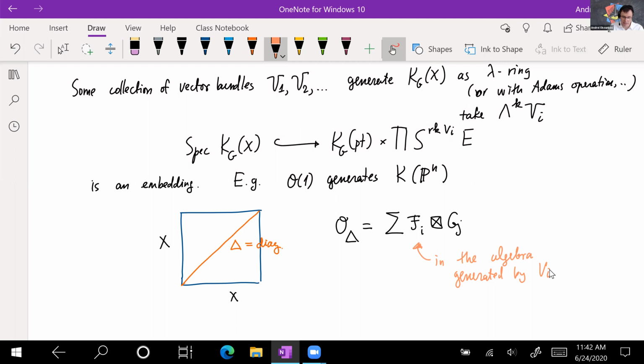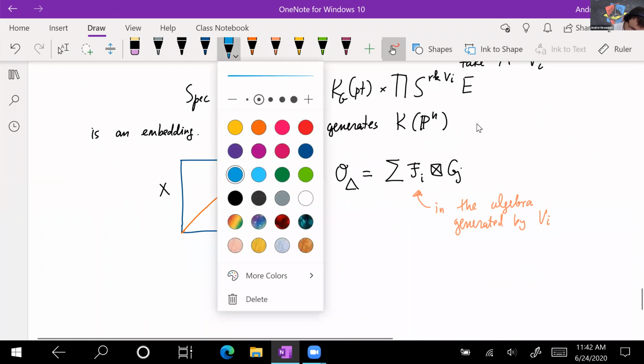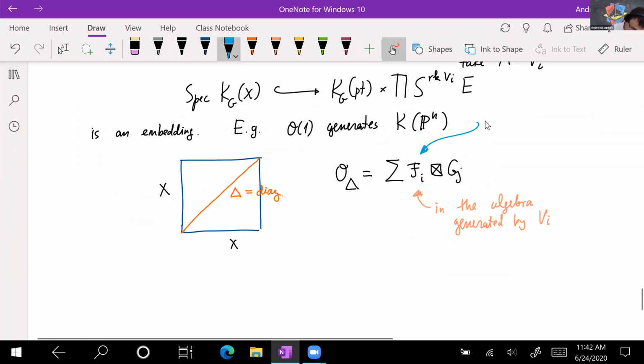If this is the case, then I can think of the diagonal as a correspondence on X cross X. I pull back to the product, I cross with the diagonal, I push forward. Of course, since it's the diagonal, every K-theory class goes back to itself under this operation. But if the diagonal is of this form, it means every K-theory class is going to be in the span of these guys on either side. It really spans K-theory. So this proves this.